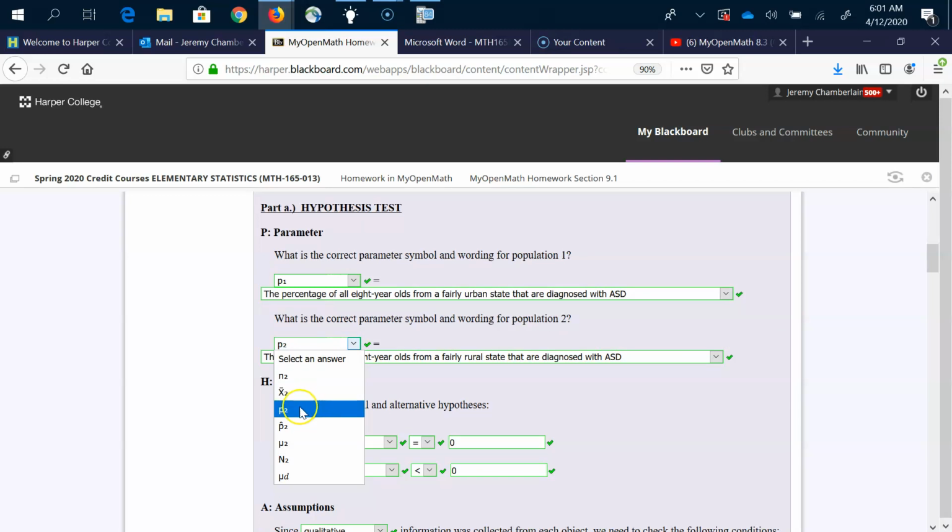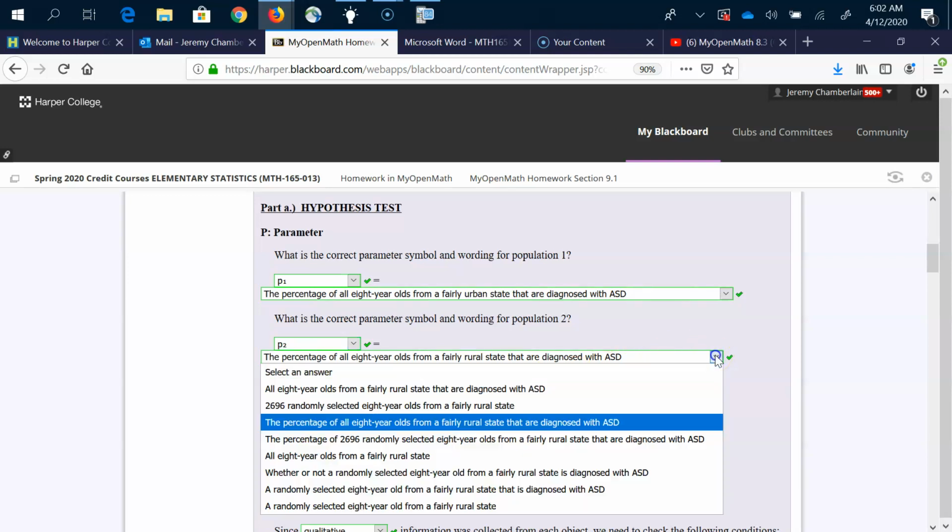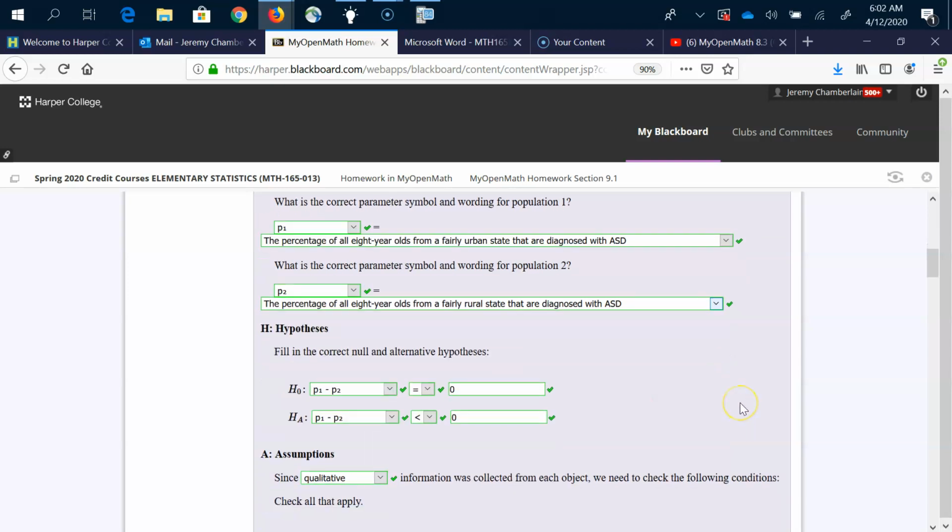and I selected p2. Notice in the selection there's a bunch of different statistics or parameters. I didn't pick p hat, that's the statistic. The parameter is p2, the population proportion for rural. Okay, and we're looking for the percentage or proportion of all 8-year-olds from rural states. So that's what I selected there.